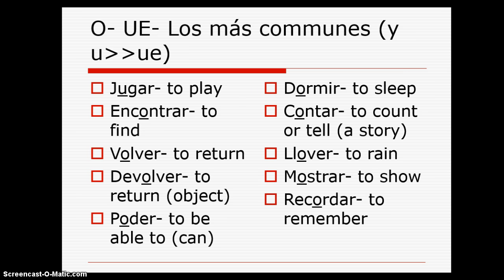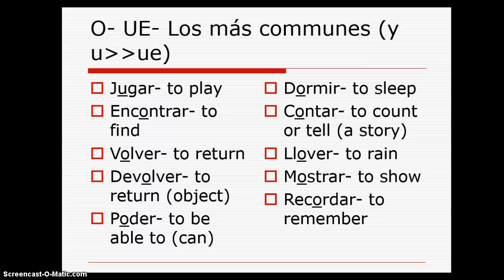Okay, here are the most common O to UE stem changing verbs. Jugar, which I'm going to throw in here even though it's U to UE for reasons we mentioned earlier. Encontrar, to find. Volver, to return. Devolver, which means to return an object, like to return a book to the library, for example. Poder, to be able to or can. Hopefully you got that right earlier when I asked you to jot it down.